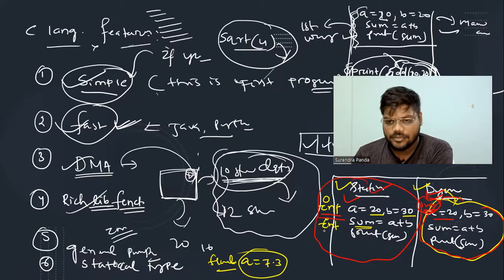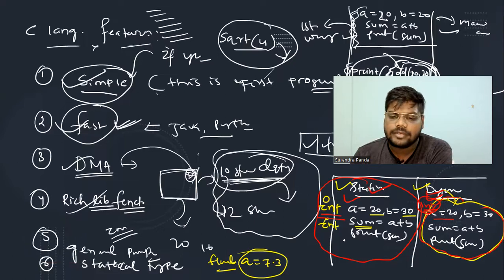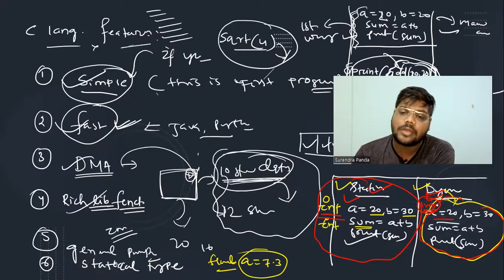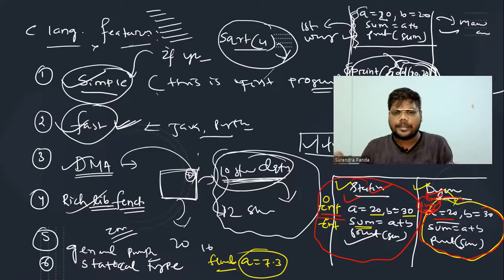Statically typed is faster. Why? Because of direct execution. We already mentioned everything, so it executes directly, but here it has to check and then add. But which one is good depends on your requirement. Okay, I hope it is clear.